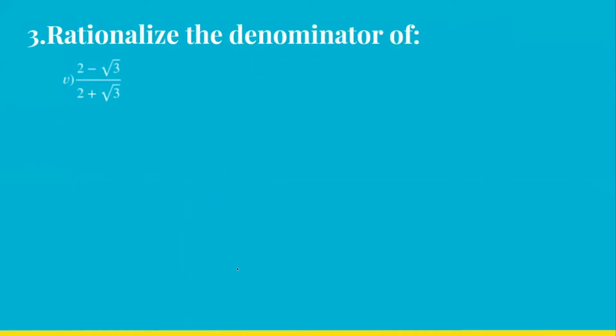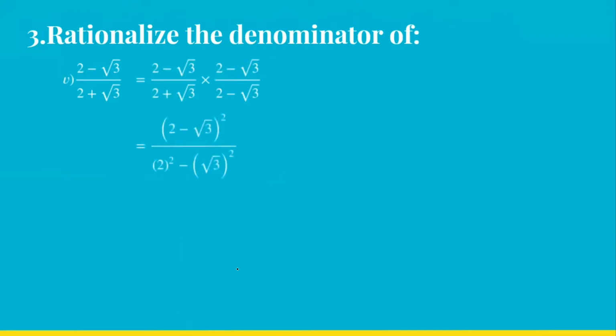2 minus root 3 upon 2 plus root 3. So multiply by 2 minus root 3, because the denominator has the plus sign in between. So again the identity (a plus b) into (a minus b). The numerator is (2 minus root 3) the whole square. So we use the identity a square plus b square minus 2ab.